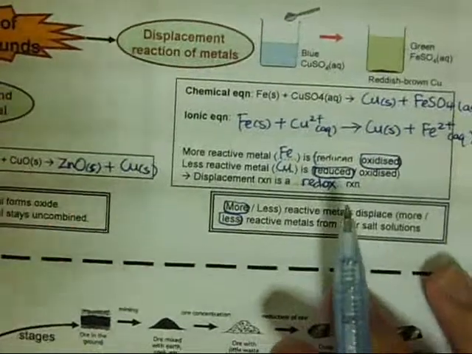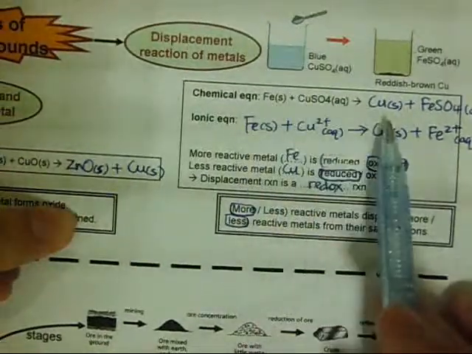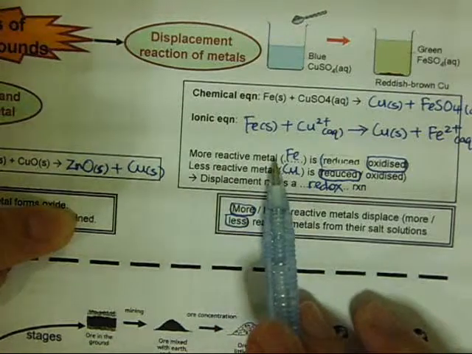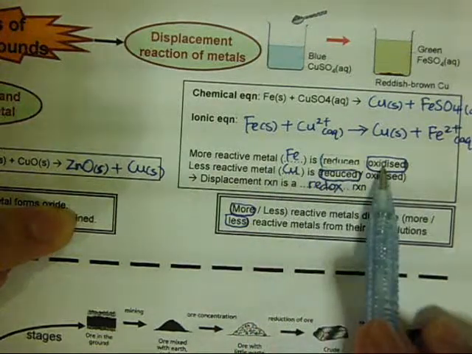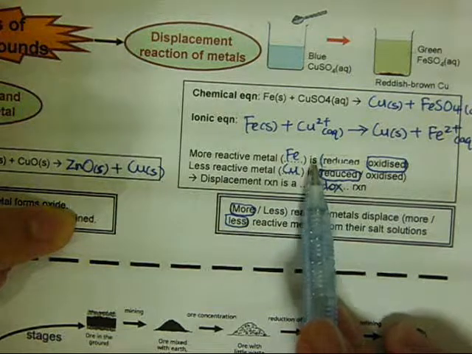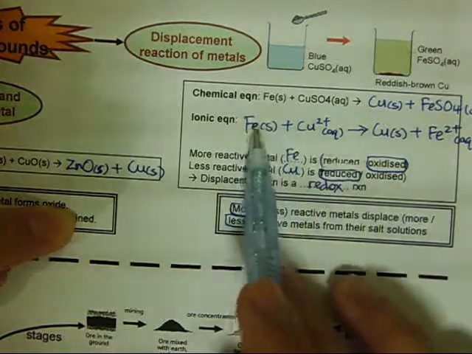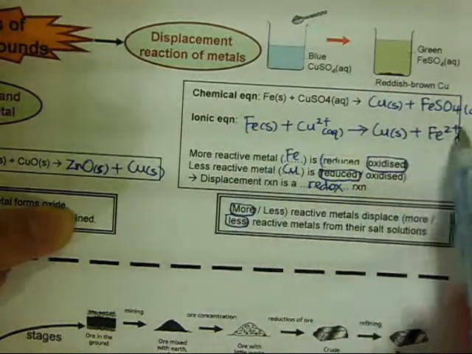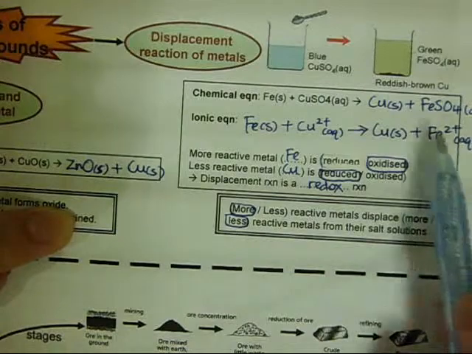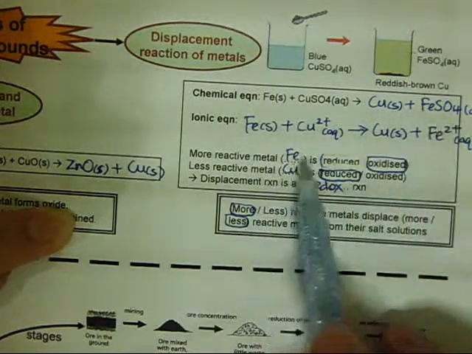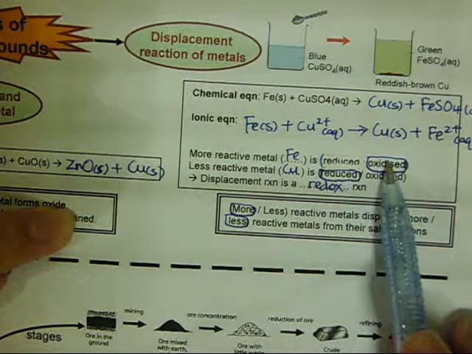Okay, so this is actually the displacement reaction. From this displacement reaction, we can see that the more reactive metal, which is iron, is oxidized. Now this one is related to your redox chapter. If you look at iron, what is the oxidation state? 0. Over here, iron, what is the oxidation state? +2. So there is an increase in oxidation state. Therefore, it is oxidized. This is related to the redox chapter.